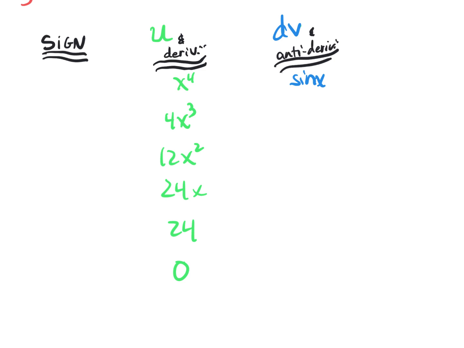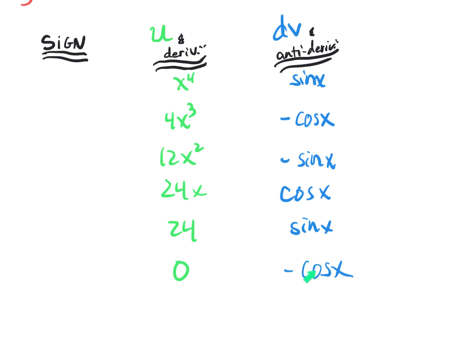The antiderivative of sine is negative cosine of x. The antiderivative of that is negative sine of x. The antiderivative of that is cosine of x. The antiderivative of that is sine of x, and the antiderivative of that is negative cosine of x. And you can stop when you get to the 0.